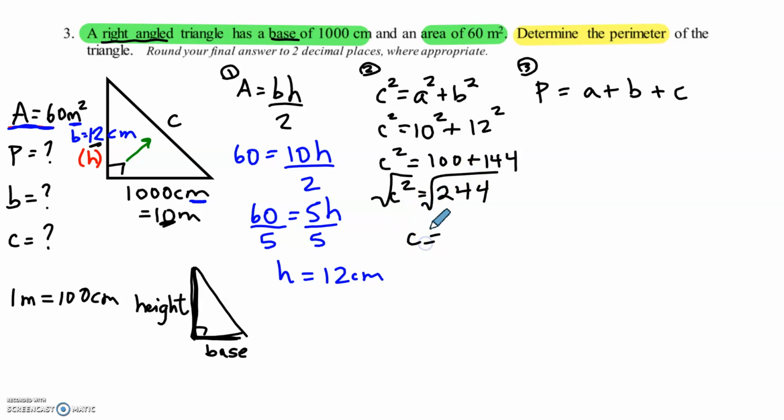So C equals the square root of 244, which is going to give me a decimal. So I'm going to go back up to my question, make sure I understand what I have to round. So my final answer has to be to 2 decimal places where appropriate. All right, so I'm going to keep 2 numbers after the decimal. So this is 15.62. Because I rounded, we're going to put this symbol on top. It means it's approximately 15.62 meters. That tells whoever looks at my solution that I've rounded.